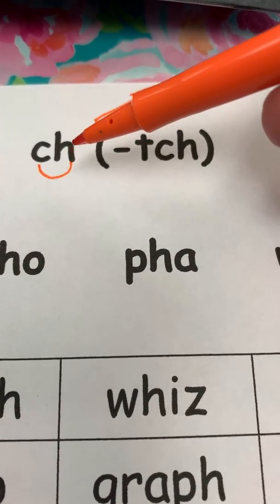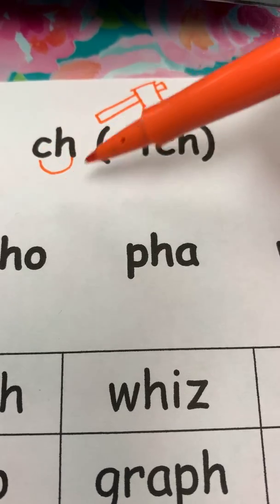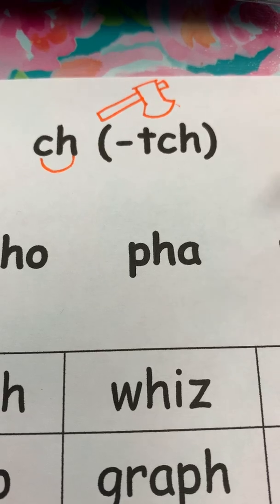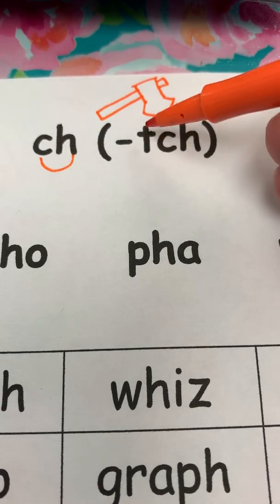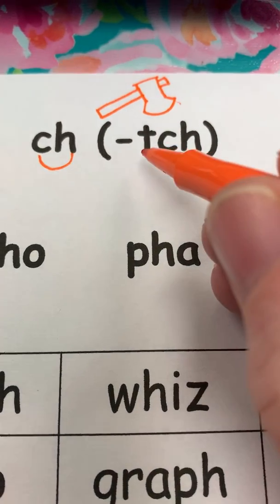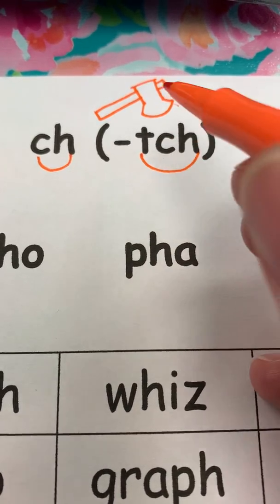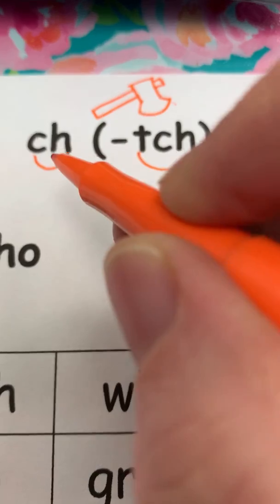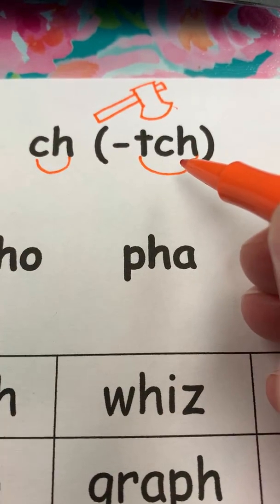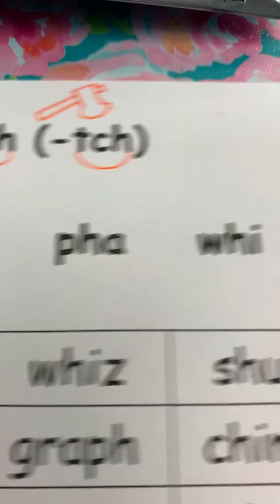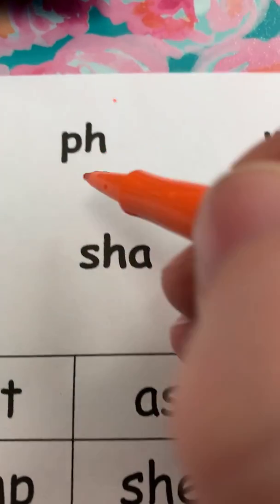Now, if you hear ch at the beginning of the word, you always use a CH. But if you hear ch at the end of a word, sometimes you have to put a T in front of it, and we still put an arc under it, but we don't hear the T sound. It still just says ch, okay? This says ch, and TCH says ch at the end of a word, okay? All right, let's move on to our next digraph, PH.